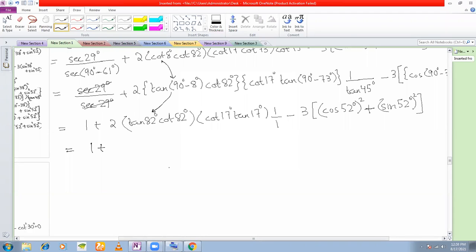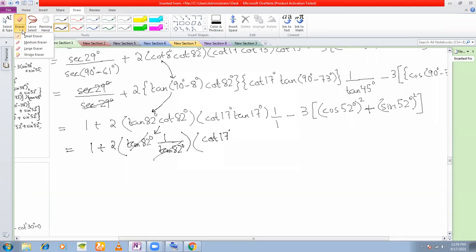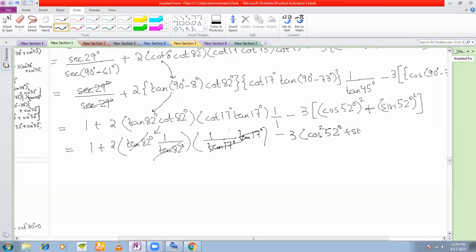Tan theta into cot theta. Or what you can do is you can write tan 82 degree, cot you can write as 1 by tan 82 degree. See, that is why all this I had done, so that these two cancel. You can change cot to again tan here, 1 by tan 17. And this tan 17 you keep as it is so that they cancel. And 1 by 1 is simply 1. You don't need to write that. Minus 3. And this you can write as cos square 52 degree plus sine square 52 degree.